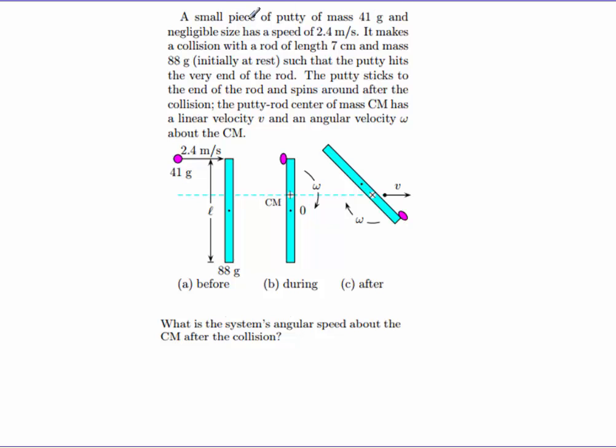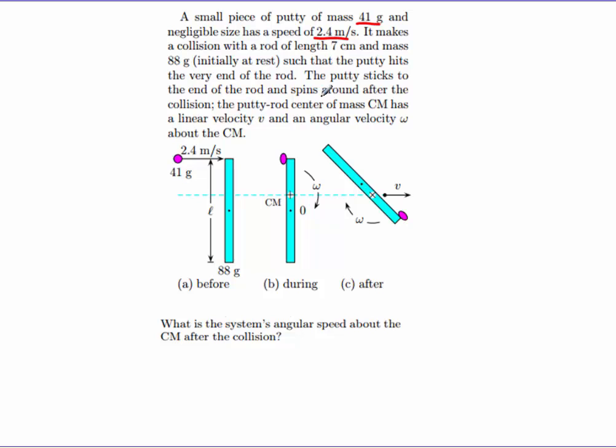It's a cool problem. You've got a small piece of putty, a mass of 41 grams, negligible size. So we don't have to worry. When we do the moment of inertia, we're only going to do mr squared because it says negligible size. It has a speed of 2.4 meters a second. It collides with a rod that is 7 centimeters, a mass of 88 grams, such that the putty hits the very end of the rod. The putty sticks, spins around.